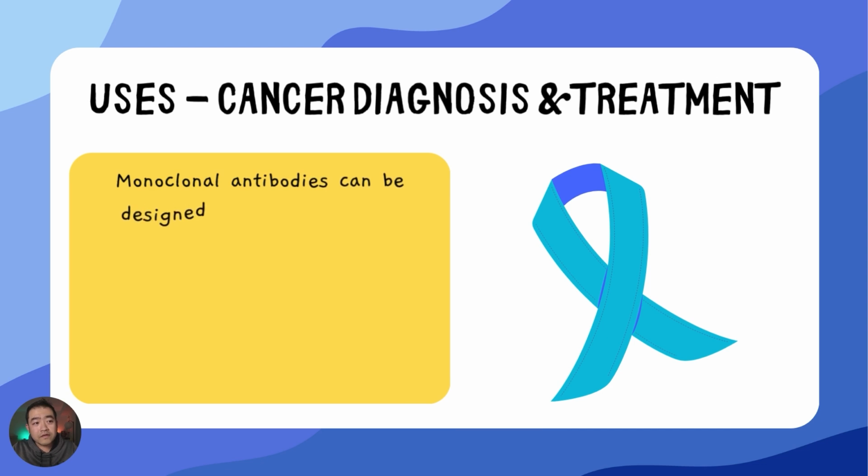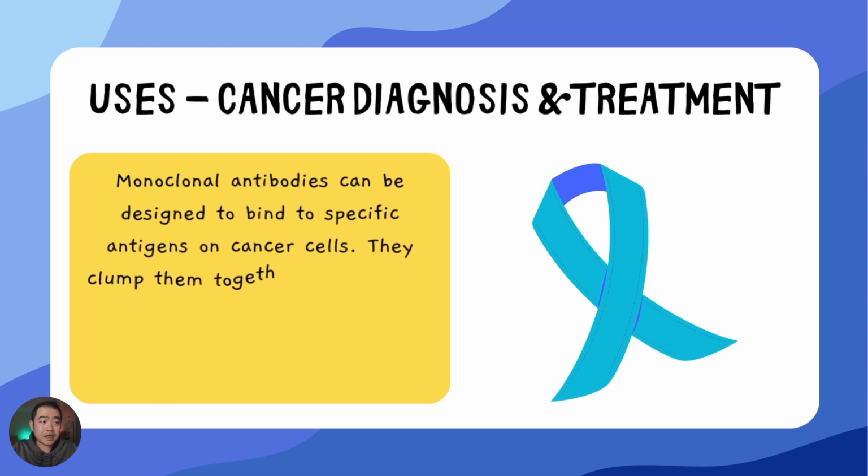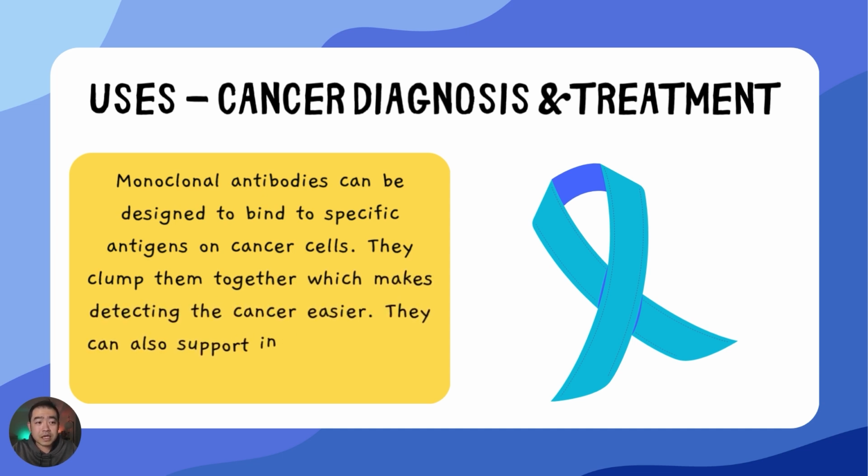Now, the uses of monoclonal antibodies are pretty wide. They can bind to specific antigens on cancer cells, which makes detecting the cancer easier. They can also support carrying drugs directly to cells, so they can aid in treatment and diagnosis, and can also be formulated into antibody drug conjugates as a targeted therapy. And again, we will discuss more of these targeted therapies in the biotechnology series.